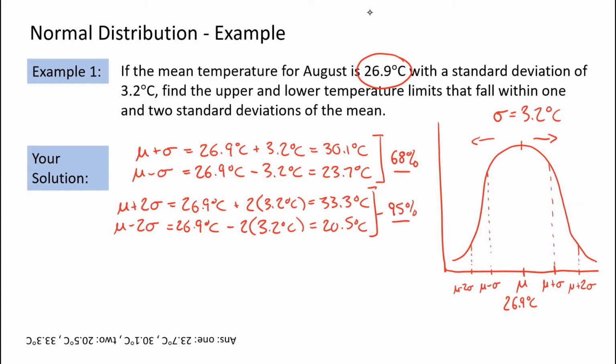And you look at this example and you start to think that makes sense. How many days in the month of August do you have that are above 33 degrees Celsius? And how many days do you have that are below 20.5? Not that many, right? You might get part of a day, half a day, maybe. So you can start to see that if it's normally distributed, the further away you get from the mean, you don't have to get very far away from it for it to count for almost all of the values in your data set.